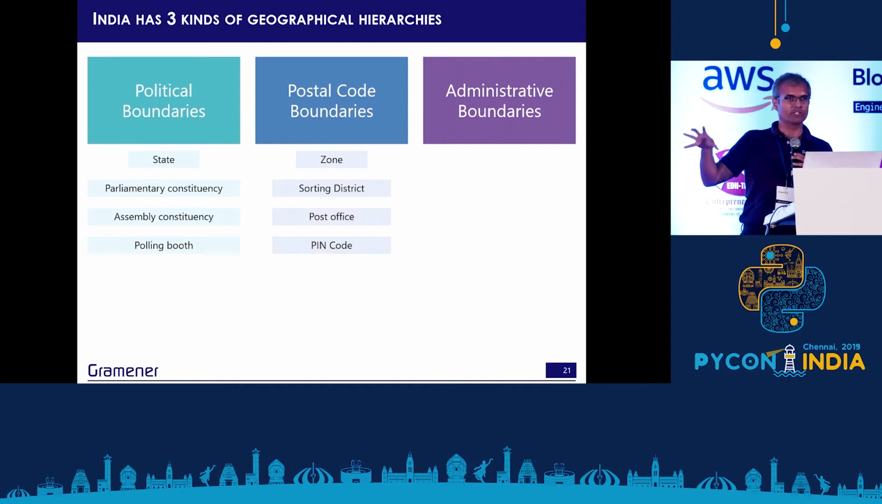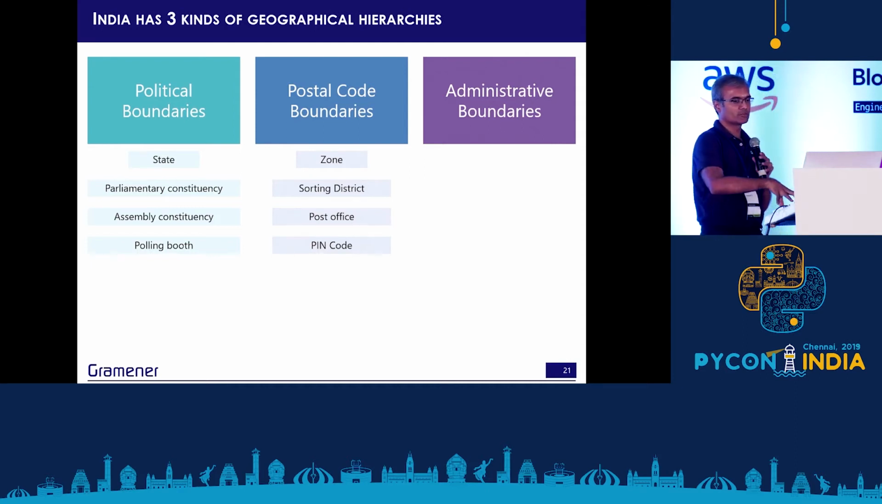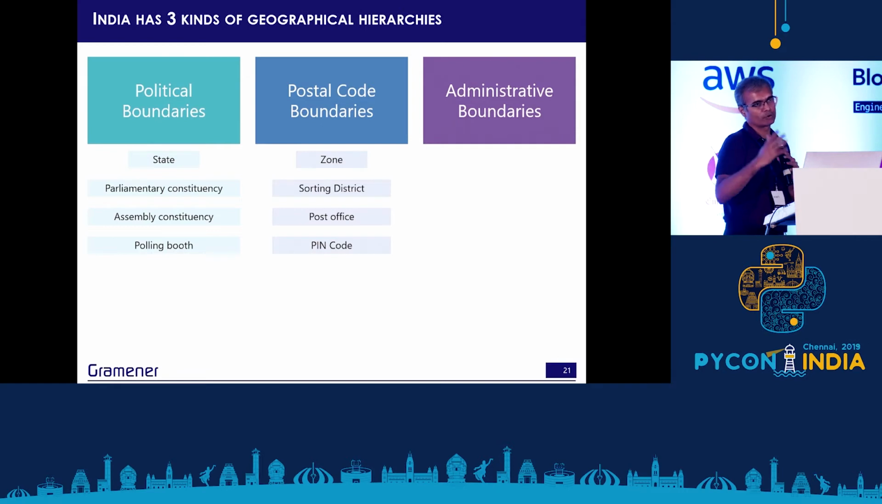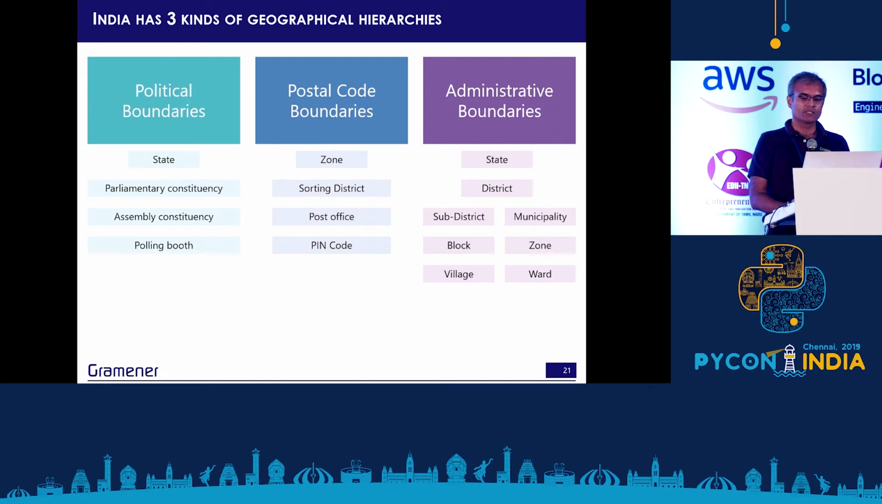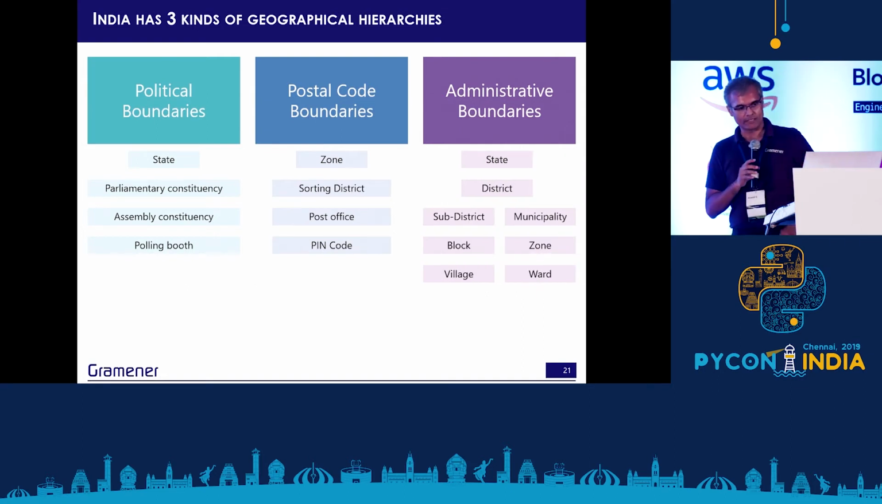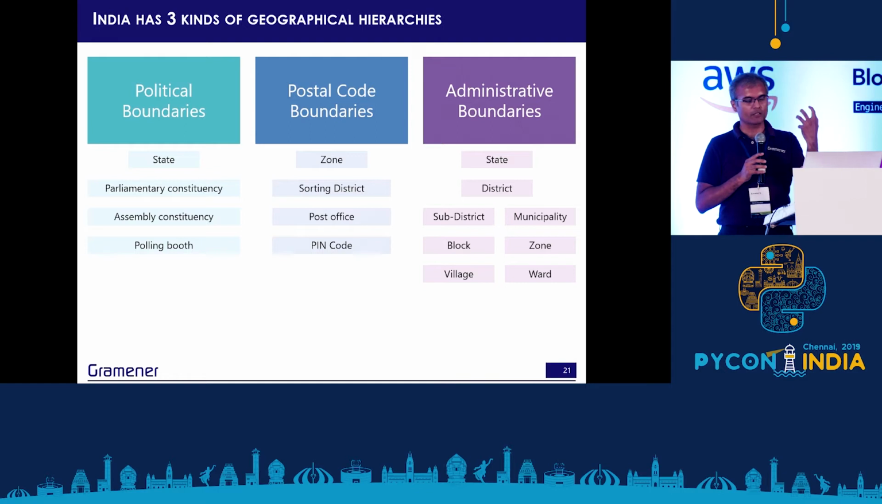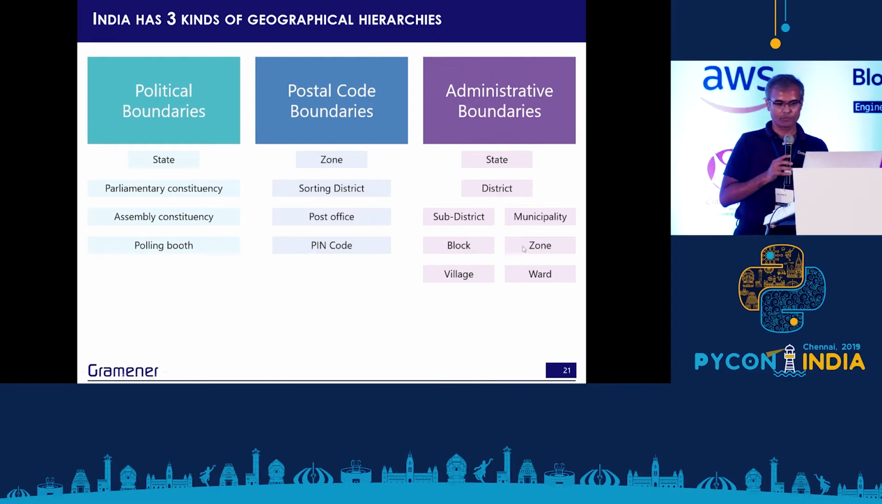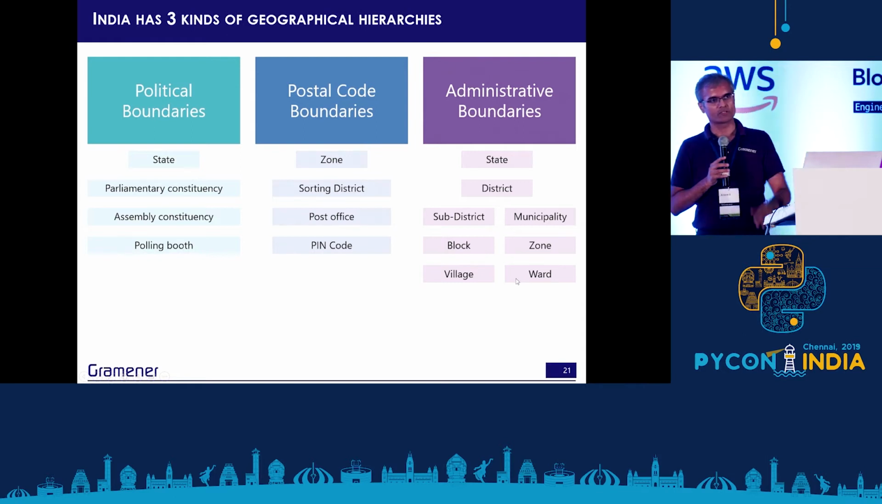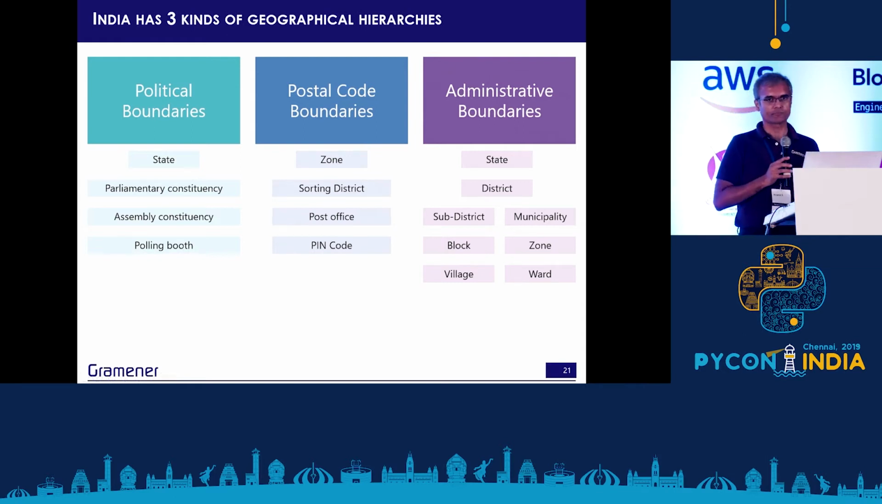The second is the postal code boundary. There is a zone within which there is a sorting district, within which there is a post office, and there is a PIN code. There are about 110,000 of these in total. The third is the administrative boundary hierarchy. So there is a state, there is a district. There's also something called a division, but we'll leave that aside. Then there could be a sub-district, block, or village if it's a rural area, or it could be municipality, zone, and ward if it's a township.